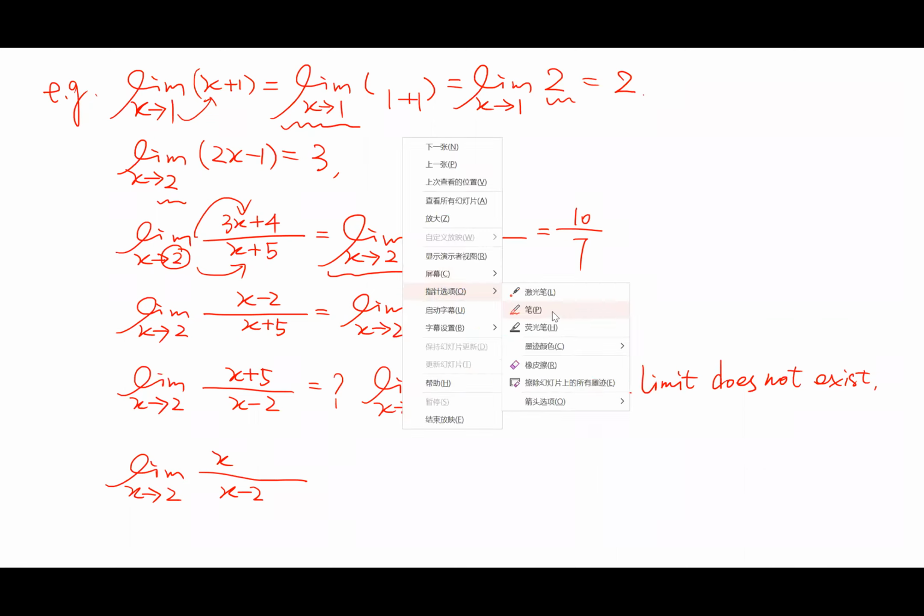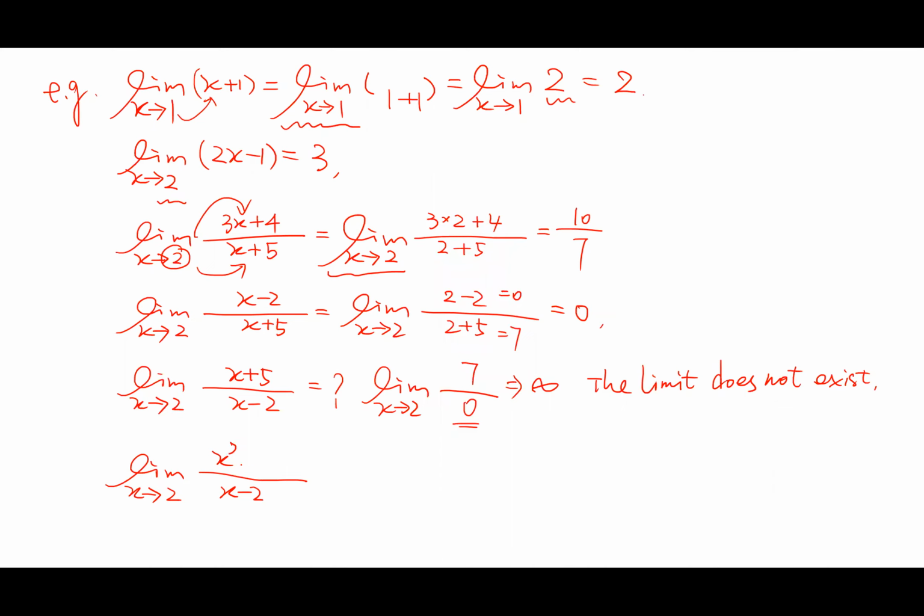That is x squared minus 4. So can you guys try to calculate this limit? Zero. Zero by zero. Don't be in a hurry.